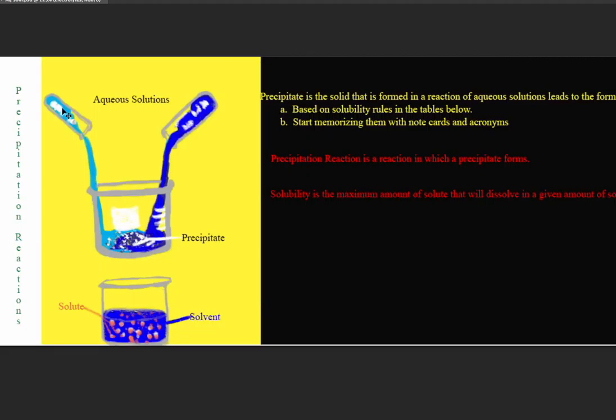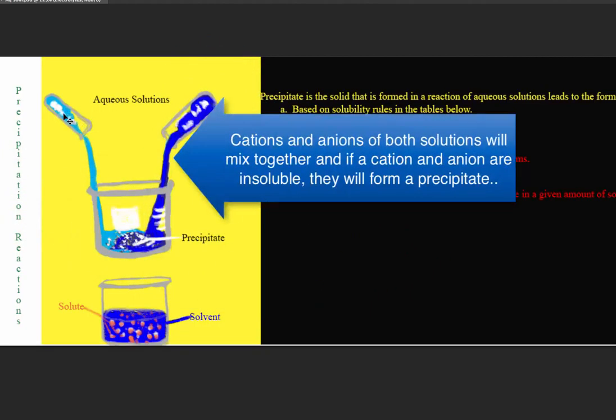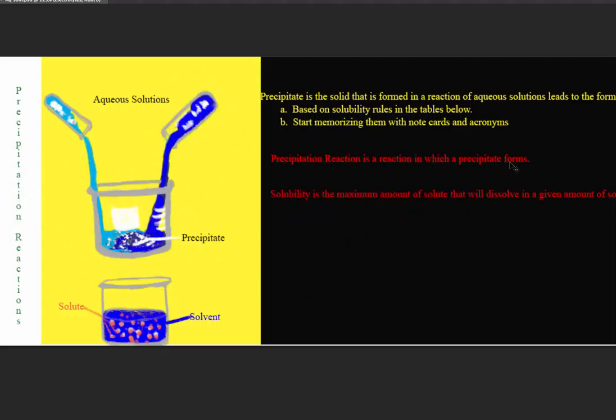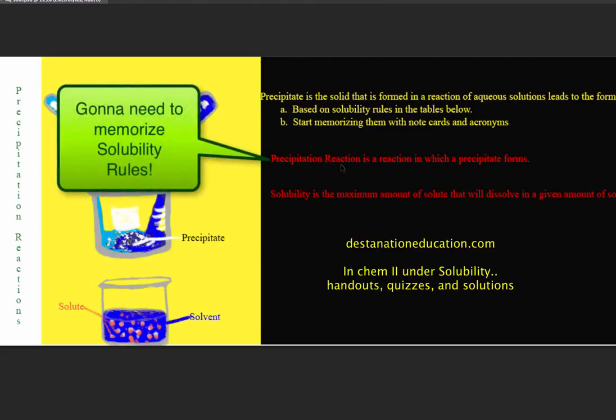Now, you form a precipitate in double replacement reactions, in which, as a solution, it might be a liquid, the two aqueous solutions, but then when you mix them together, some of their parts mix together and interact, and they start to solidify. So a precipitation reaction is a reaction in which a precipitate forms.